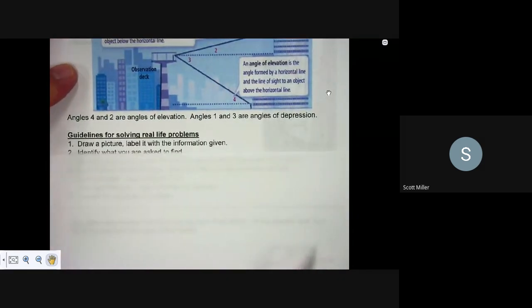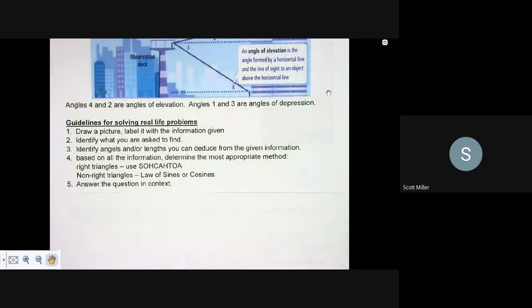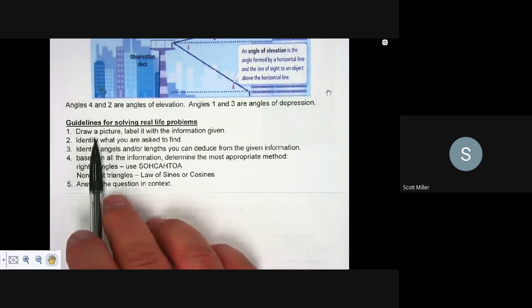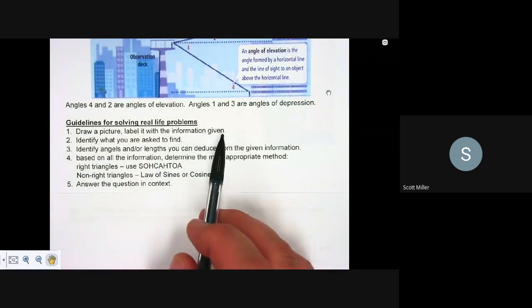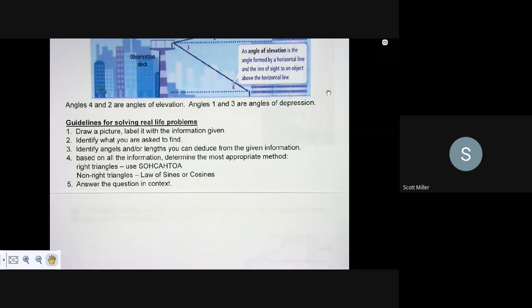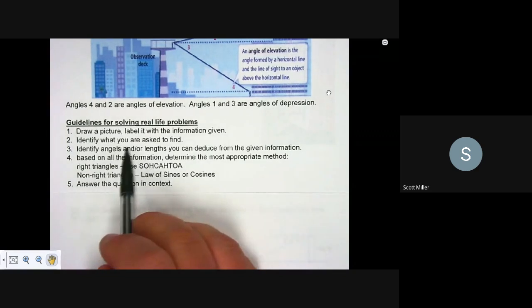So here are some guidelines that you want to go through. As you start working problems out and seeing what they're saying, you want to draw and label a picture with the information that is given. Usually it's going to incorporate some right triangles or some kind of triangles. Whatever they describe, try and draw it. Put yourself in the situation to help you in visualizing what this picture should look like. Identify what you're asked to find.